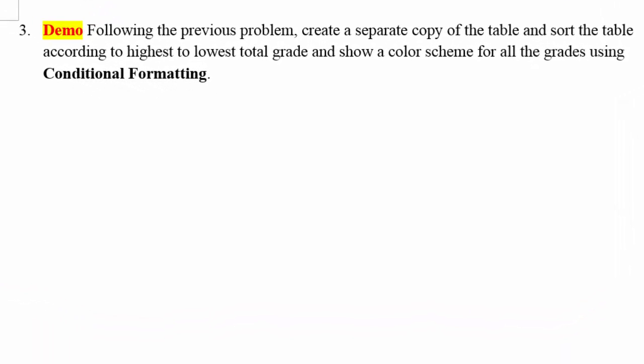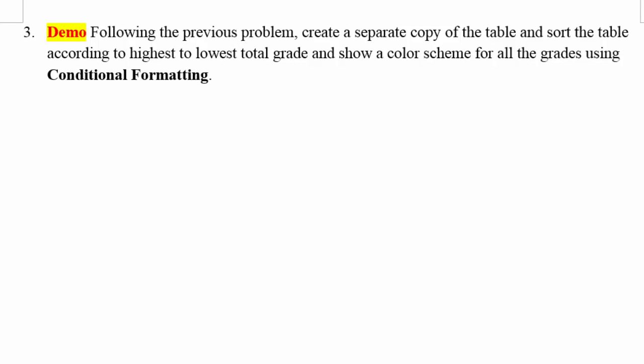Now, let's work on the previous problem and create a separate copy of the table and show the table in a sortable way so that we can sort the grades of the students from the highest to the lowest according to each assignment or according to the final grade. And maybe we want to do something fancy and show a color scheme as well to demonstrate the different grades, because when we have colors, it's a nice visualization of the data.